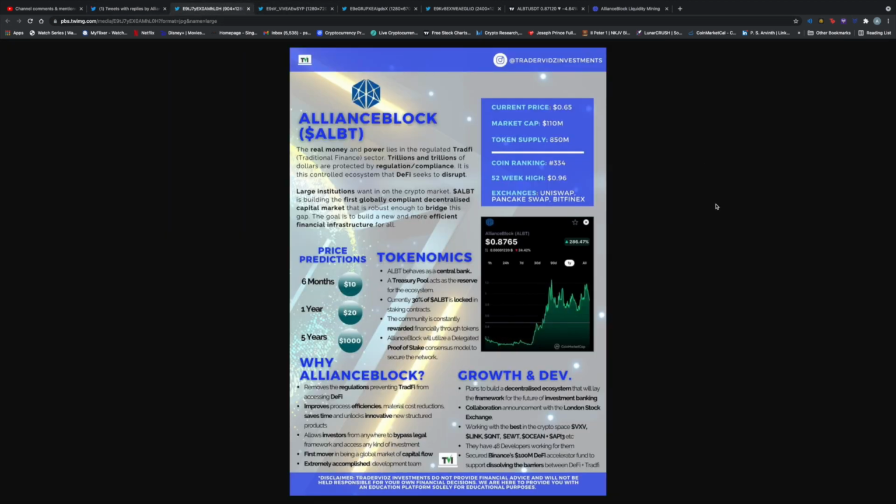Now, these are the tokenomics of Alliance Block protocol, where the real money and power lies in the regulated TradFi, traditional finance sector, where trillions and trillions of dollars are protected by regulation and compliance. This is the market that Alliance Block is disrupting. Could you imagine trillions and trillions of dollars? Could you imagine the price of Alliance Block when its market cap is $1 trillion? It is going to be insane, right?